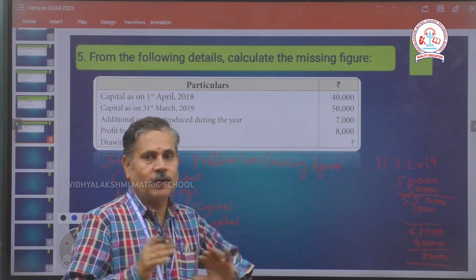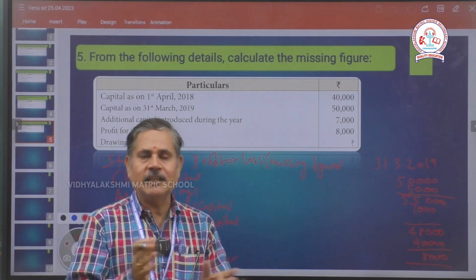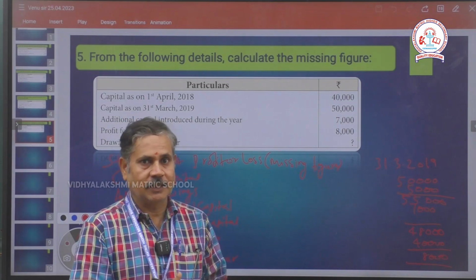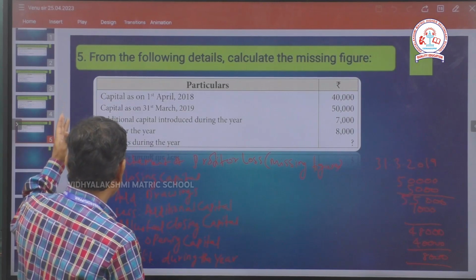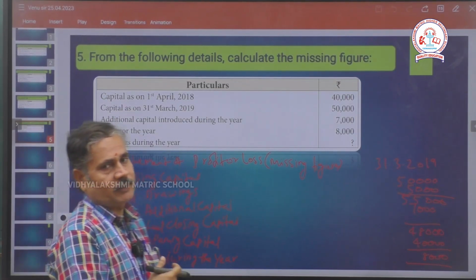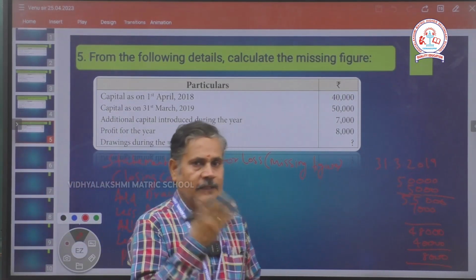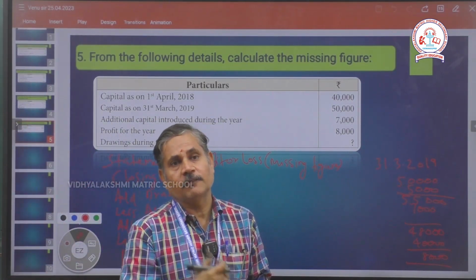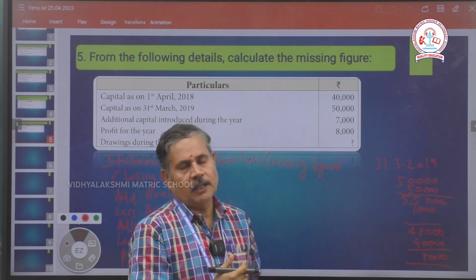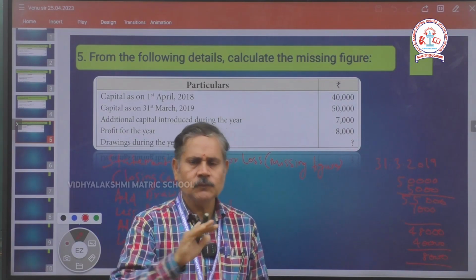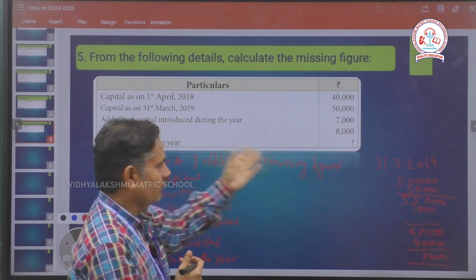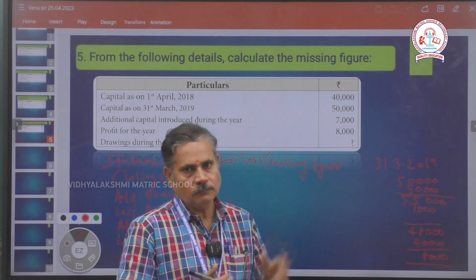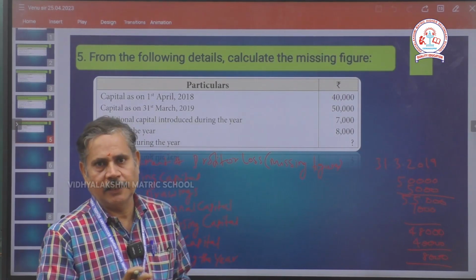So my dear students, today we have discussed the 5 different types of finding the answer for the statement of profit or loss method. The first one we discussed for finding the answer of profit. Second one, finding the answer of profit or loss. Third model, we find the answer of opening capital. Fourth model, we find the answer of closing capital. And fifth one, we find the answer of drawings. Okay, are you clear?